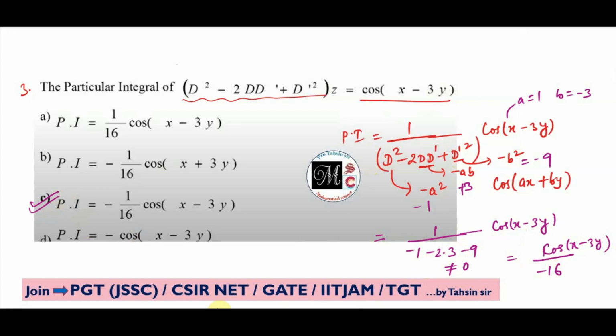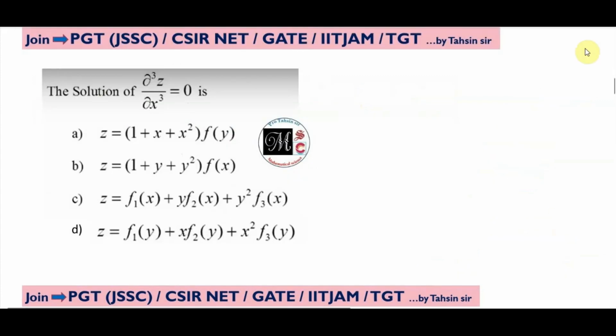A simple question of partial differential equations, but very important, because these types of questions were asked in various exams. So be careful, because these are easy questions, and if such types of questions are asked, then we should never quit. Next question: the solution of this differential equation is... Again, this is a third degree partial differential equation, and we can find the solution by integrating it regularly.